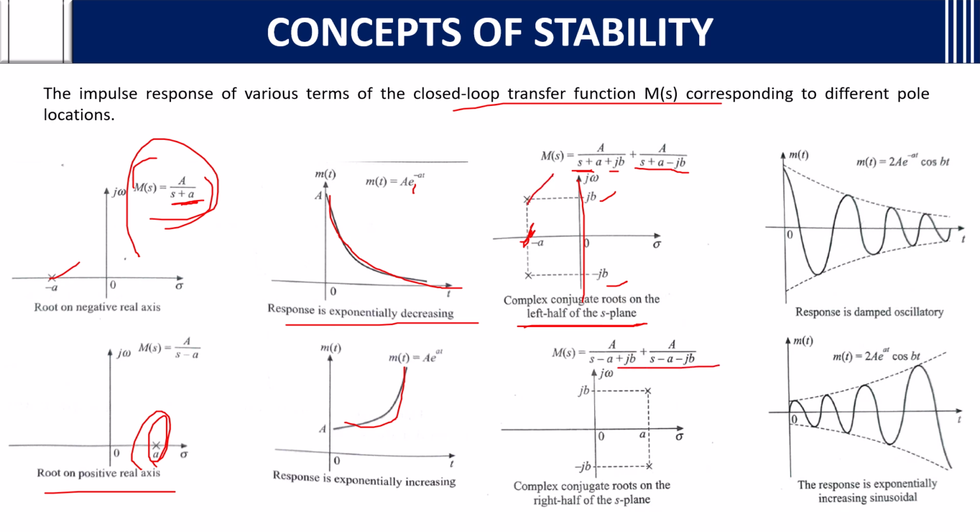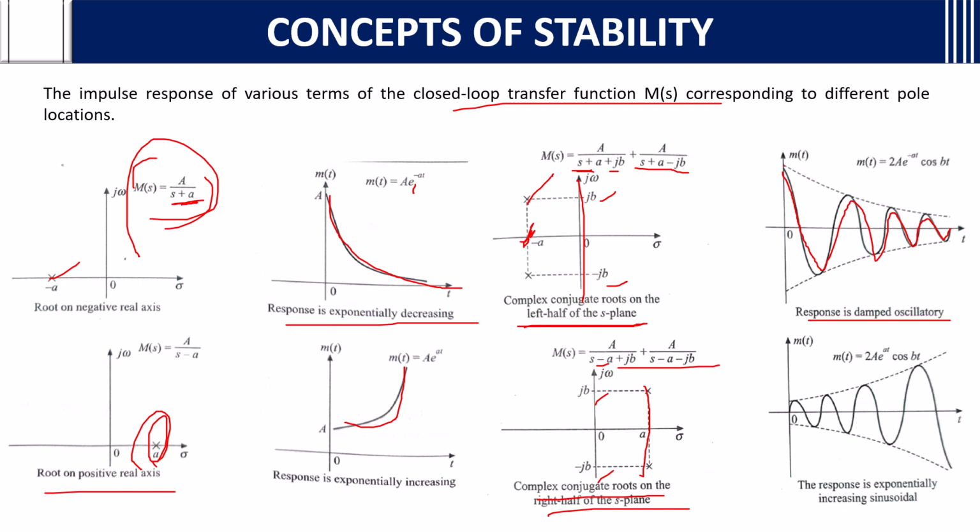If we are like this, what are these? If you see S minus A, it is on the right side of the plane. So then JB and minus JB: complex conjugate roots on the right of the S-plane. Okay. Then m of t is 2A e power minus at cos bt. Cos 0 is 1, so it will start from 1, with high amplitude. The response is damped oscillatory.